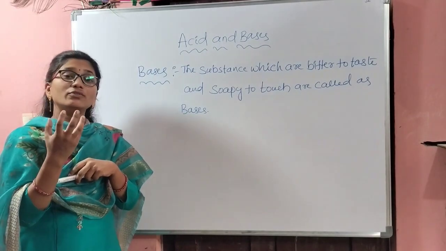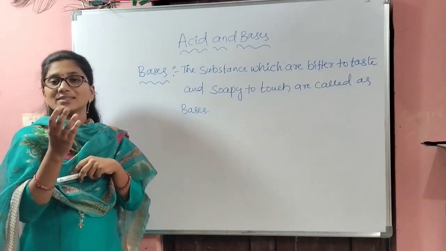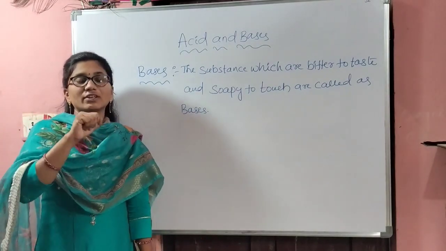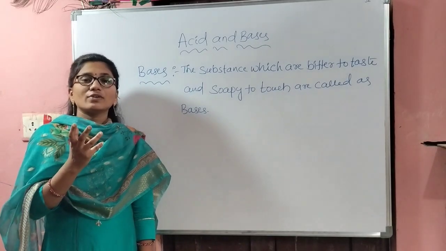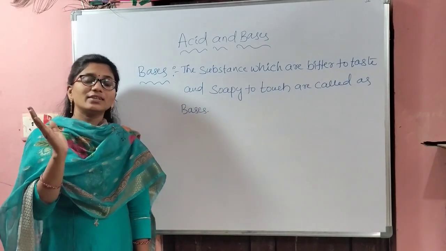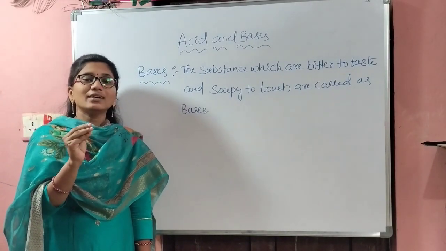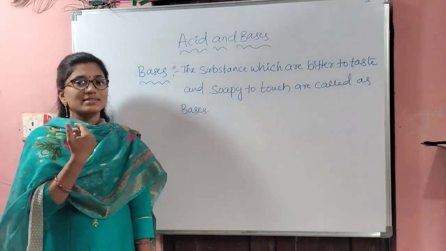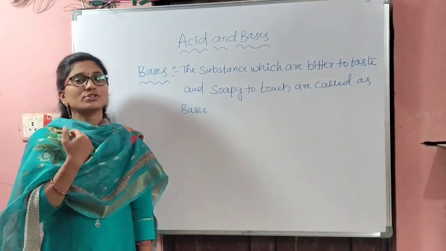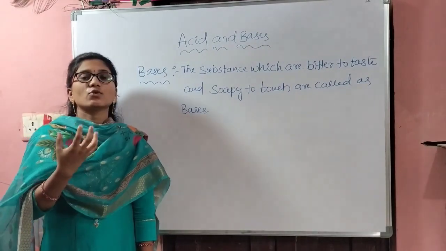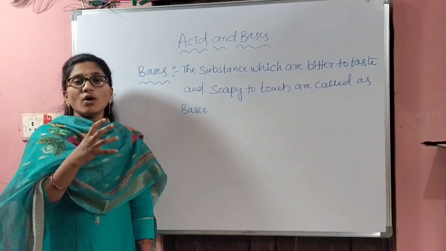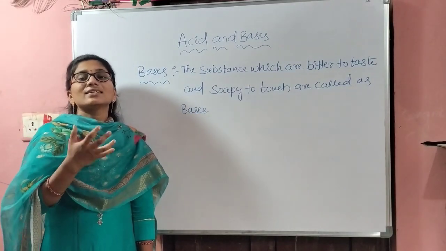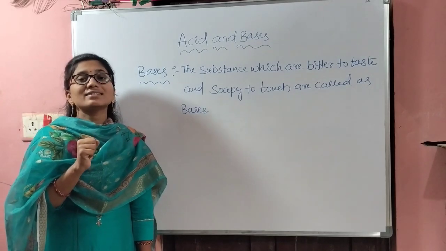For example, where do we find this slipperiness more? Glass cleaners: whenever we want to clean our room and wipe our glass, we usually prefer glass cleaners. If you touch that glass cleaner solution and rub your fingers, you can feel the slipperiness. Also, detergent solution and detergent powder give that soapiness, that slipperiness. All these substances contain bases inside them.